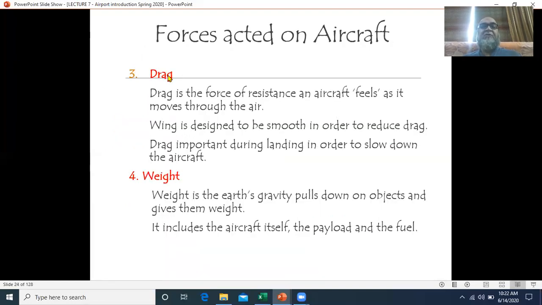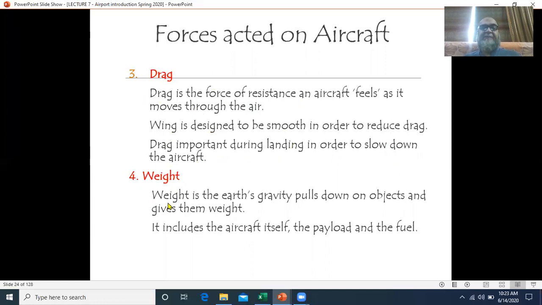The third force is known as drag. Drag is the force of resistance an aircraft feels as it moves through the air. So in order for the aircraft to move forward, the thrust has to be more than the drag. The wing is designed to be smooth in order to reduce drag. Drag is important during landing in order to slow down the aircraft.